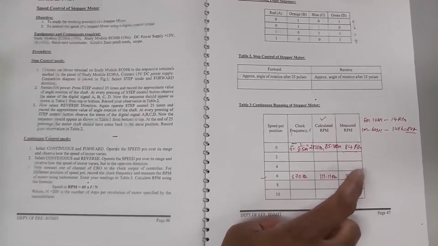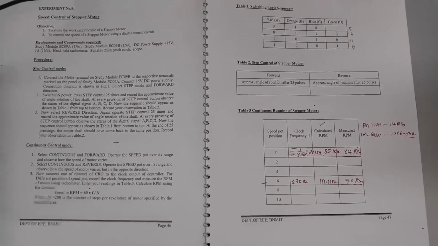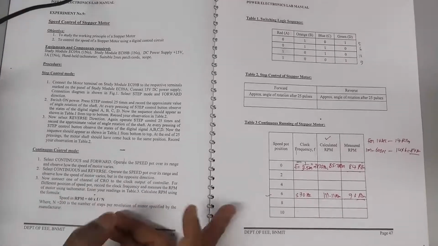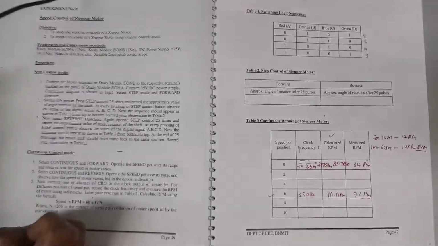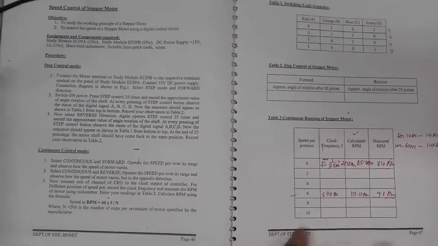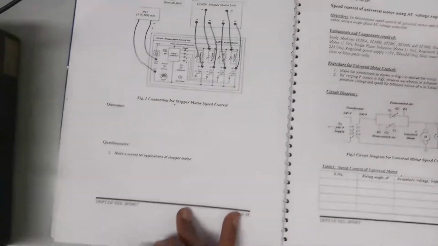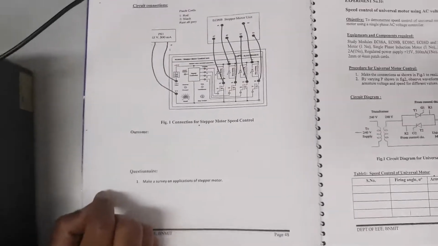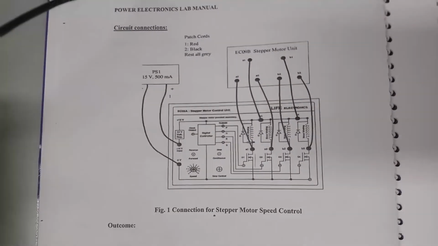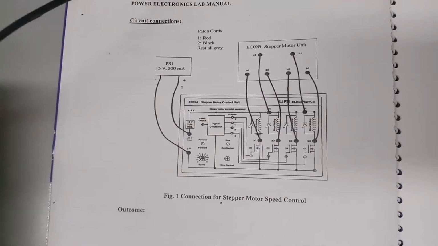In practical situations, people will go for step mode to move the arm of a robot, and for continuous mode to move the robot in a particular pattern. Hence, we can conclude that both calculated rpm and measured rpm are approximately the same, and we are able to achieve the step mode operation also in this particular case of speed control of the stepper motor.